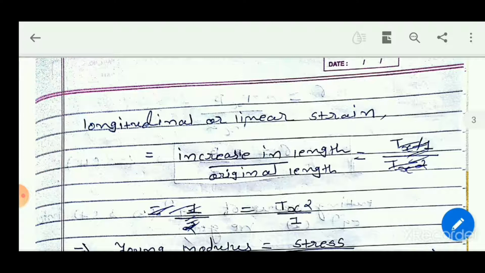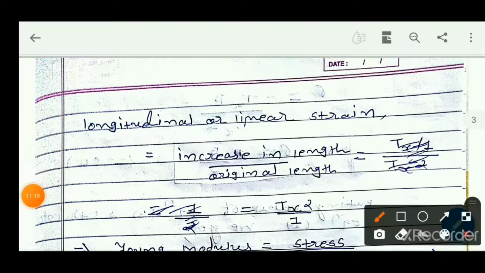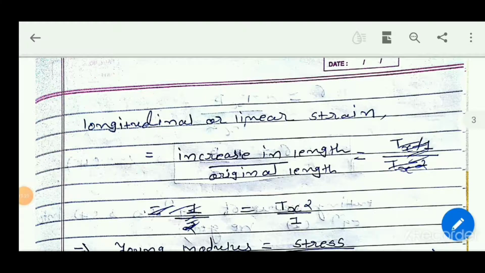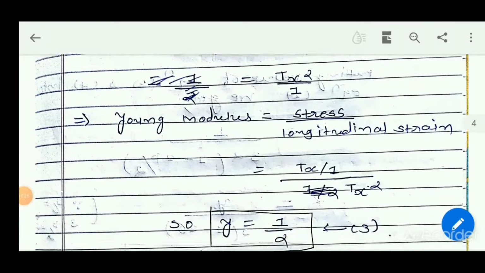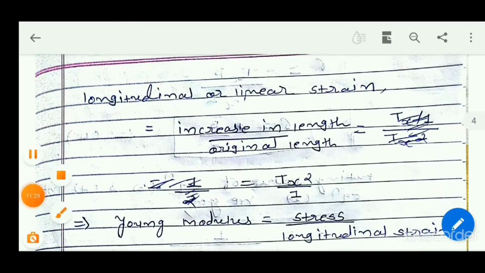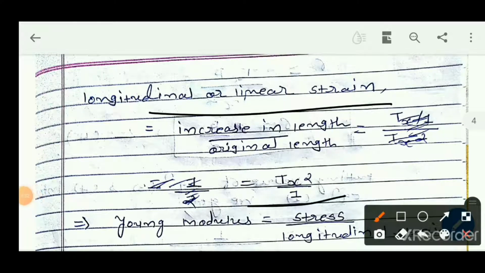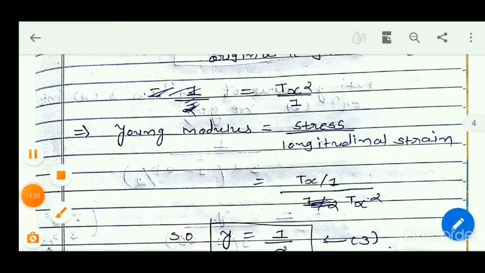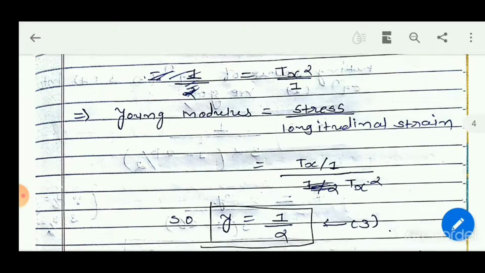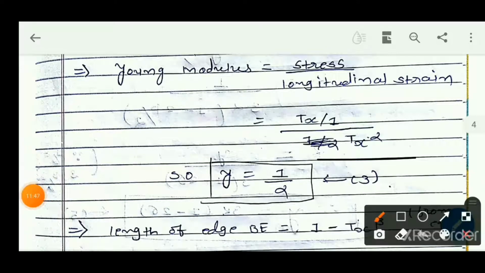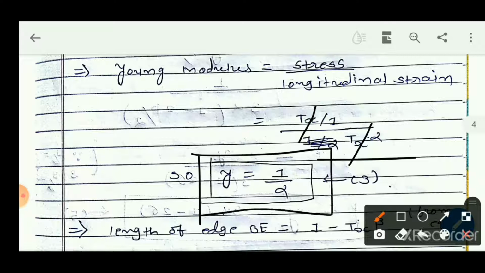Longitudinal or linear strain is equal to increase in length upon original length. The increase in length is Tx alpha, upon original length equal to 1. So our longitudinal strain is Tx alpha, and Young modulus is equal to stress upon longitudinal strain. Stress is force upon area, force is Tx, area is 1 unit, and longitudinal strain is Tx alpha. So Tx gets cancelled out and we have 1 upon alpha. So we get Young modulus Y equal to 1 upon alpha.